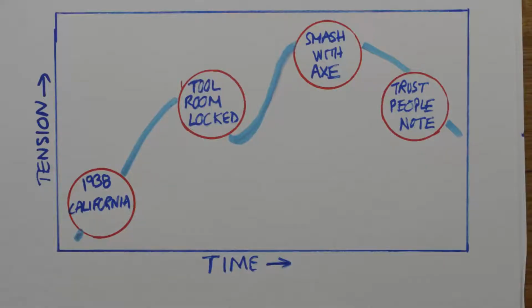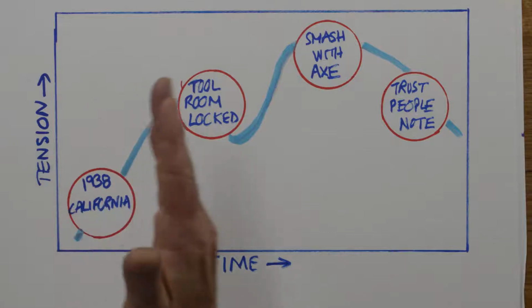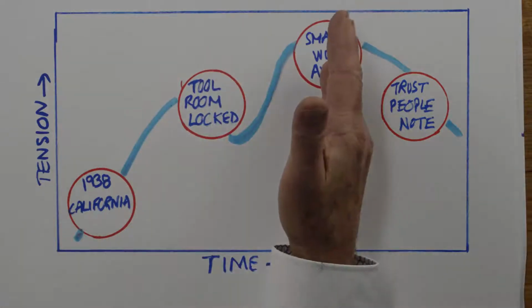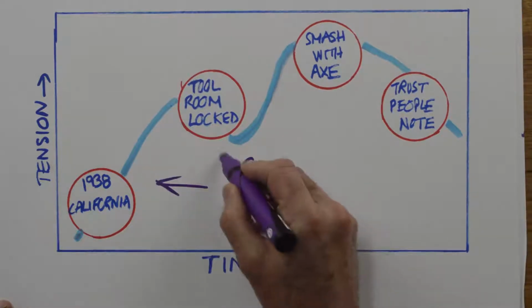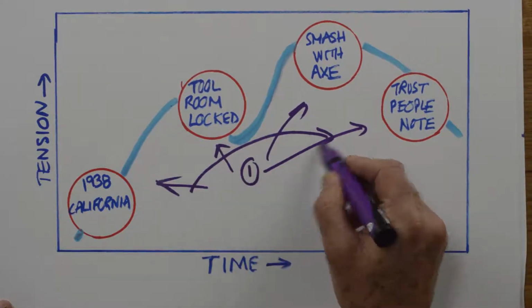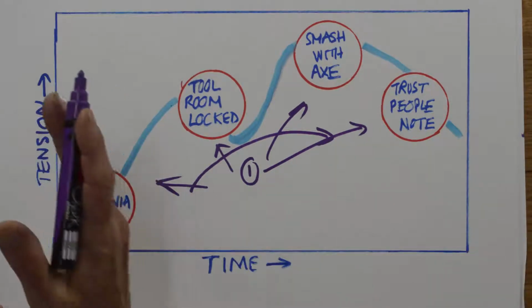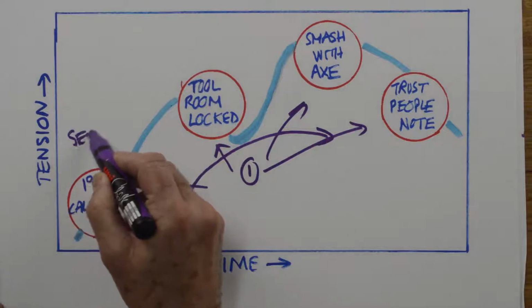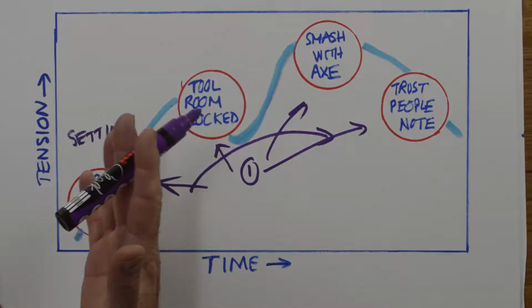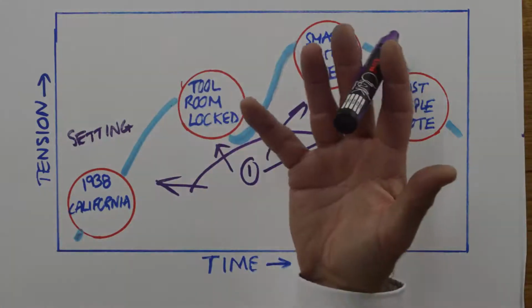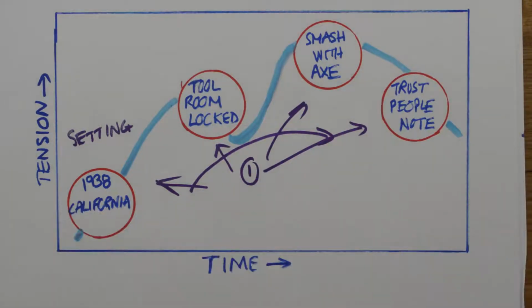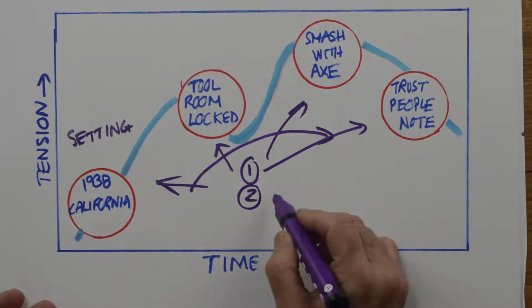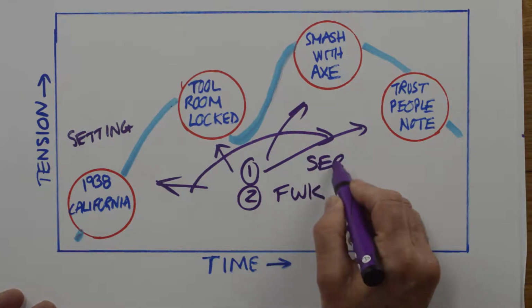So let's have a look. Firstly, the events. Went into work on the weekend, tool room locked, smashed the door down with an axe, left a note. Sequence of events. So that's the first thing. Second thing is, we're following the simple framework. We've got a setting: a time, 1938, a place, California. We have a complication, the door was locked. We have a turning point, the door was smashed down. We have a resolution, we left a note, this won't happen again. So we've got the second point, we've got the framework.